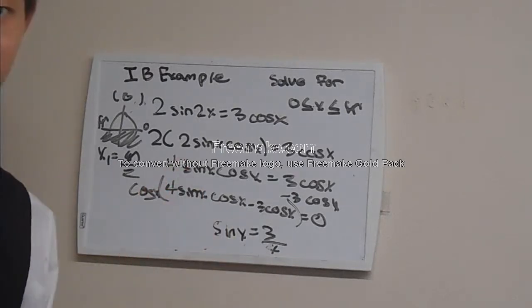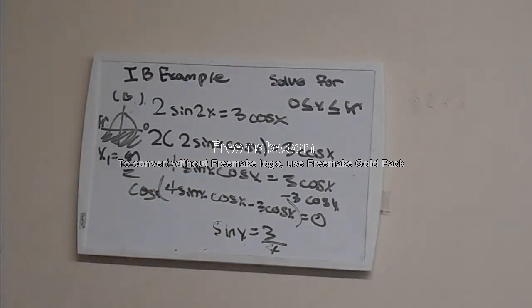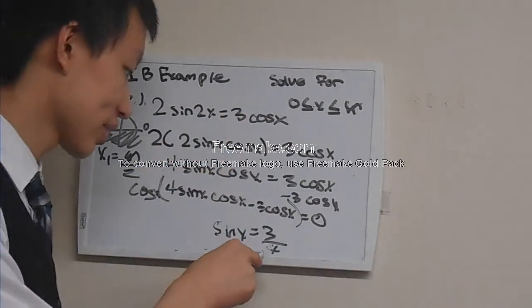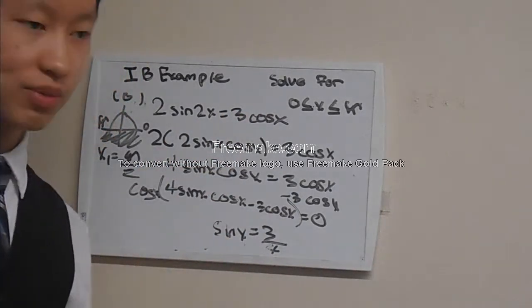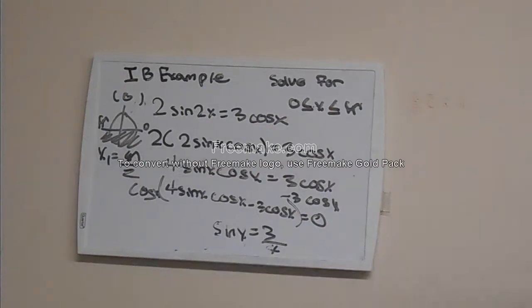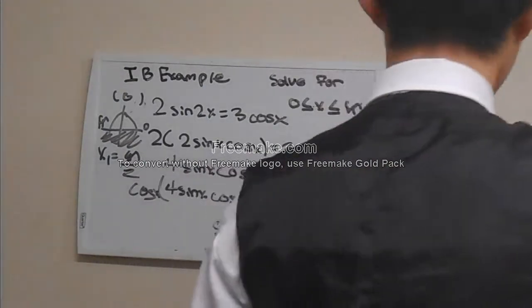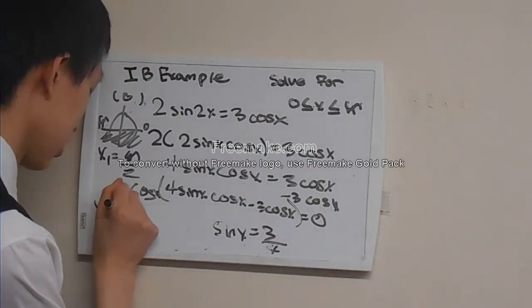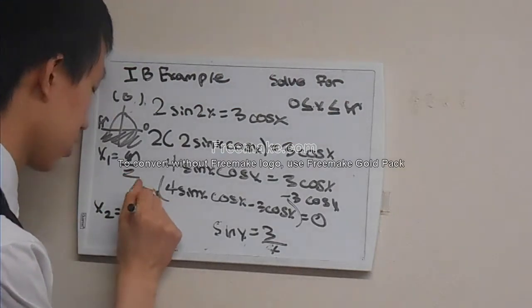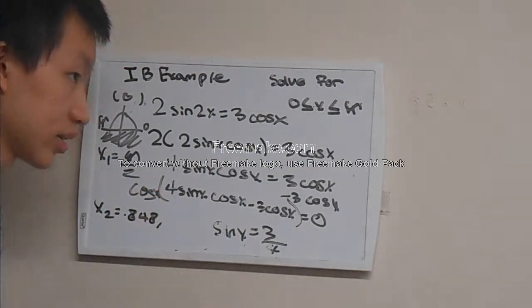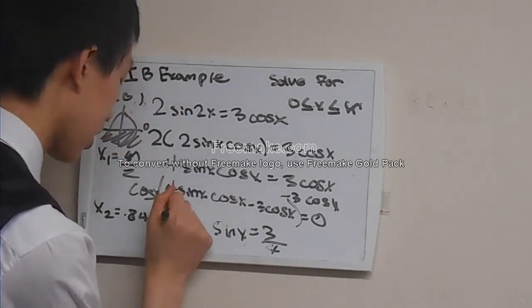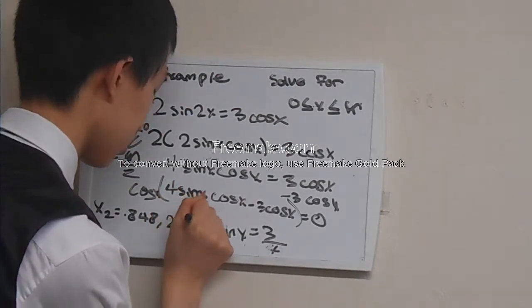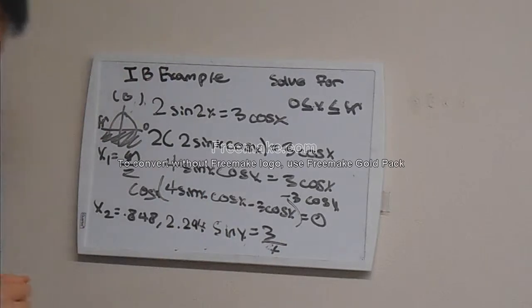But since it isn't on the unit circle, we can go and use our trusty TI-84s, which one day they're going to rule the world, trust me. But using sine of x equals 3/4, for this I will be using decimals. So we can say x is equal to 0.848 and 2.294. And that will be your answer for this equation.